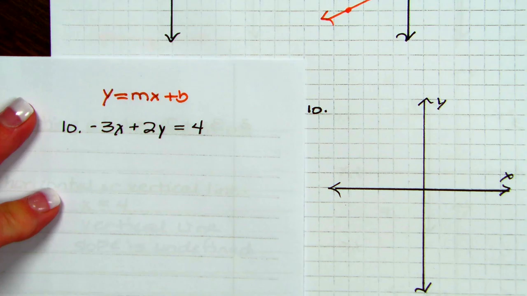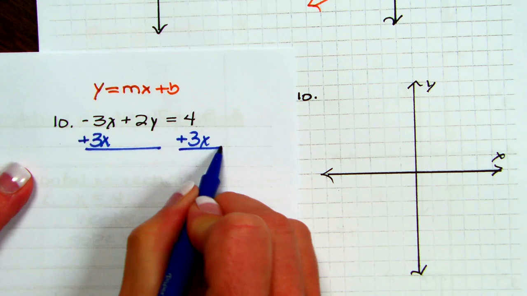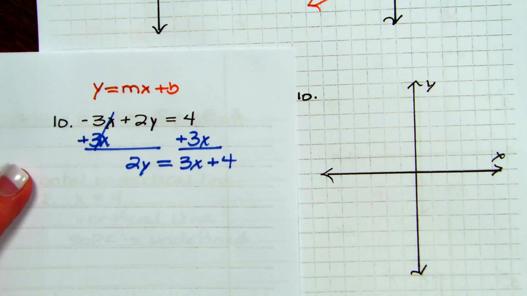Right, let's look at number 10. All right, number 10 is not in slope-intercept form. It's got a little bit more work to it. This is what we were doing the other day. Remember, our goal is to get it into mx plus b. So y equals mx plus b. So you have a negative 3x plus 2y equals 4. The first thing you should do is to move that 3x to the other side. So it's minus 3x, so we're going to add 3x to both sides.